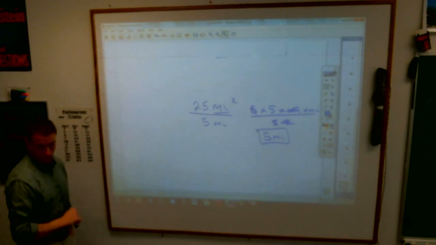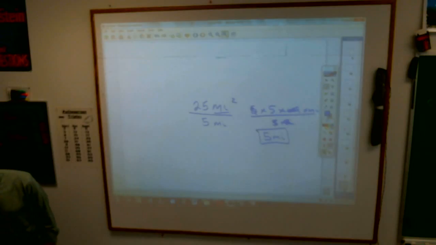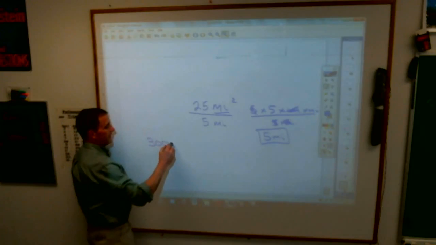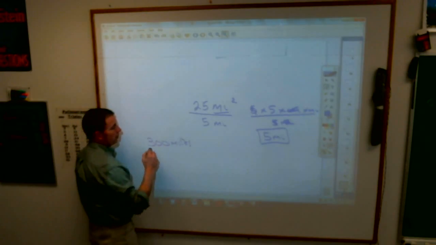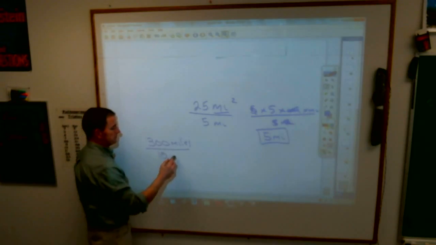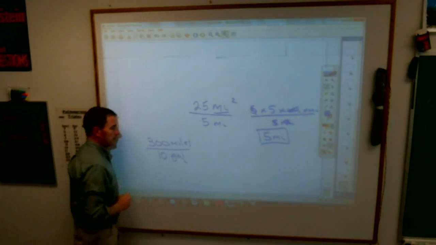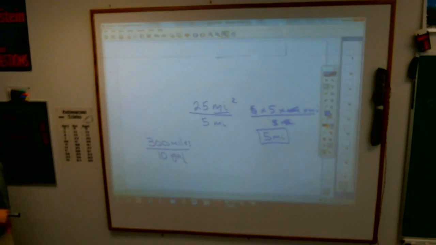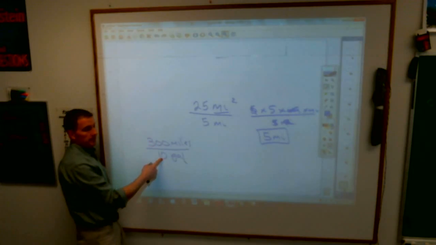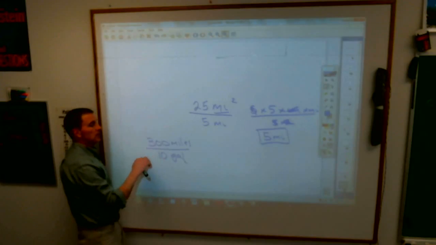Welcome to the wonderful world of arithmetic with measurements. Or this one, how about this? 300 miles over 10 gallons. Well, the first thing is you can do the division with the numbers. What is 300 divided by 10? 30.